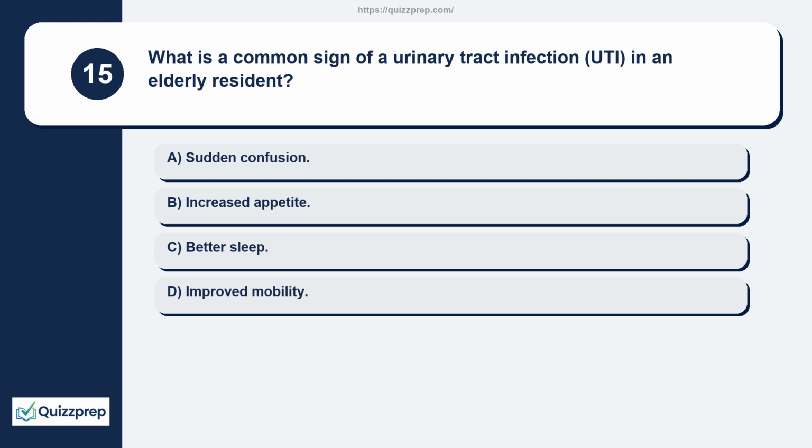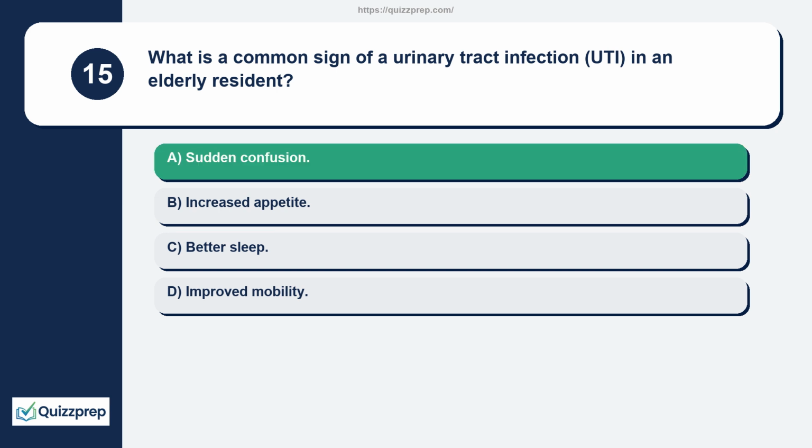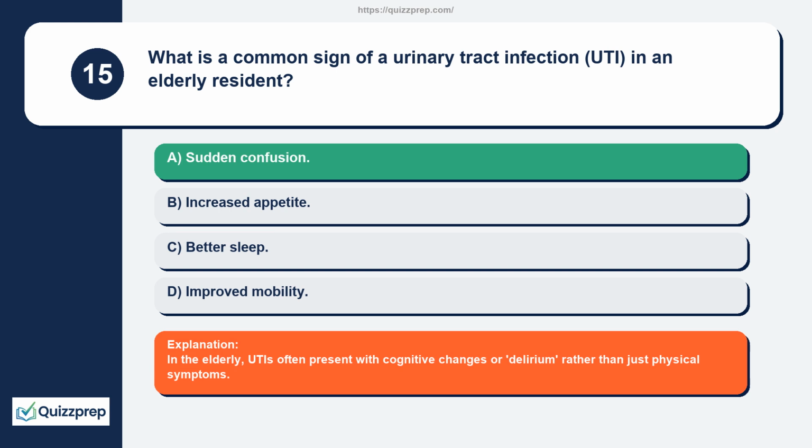Question 15. What is a common sign of a urinary tract infection, UTI, in an elderly resident? Sudden confusion, increased appetite, better sleep, improved mobility. In the elderly, UTI often presents with cognitive changes or delirium rather than just physical symptoms.